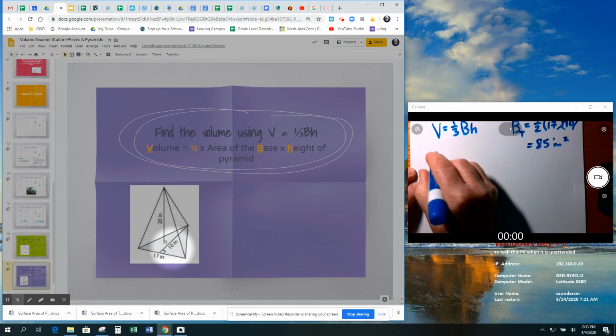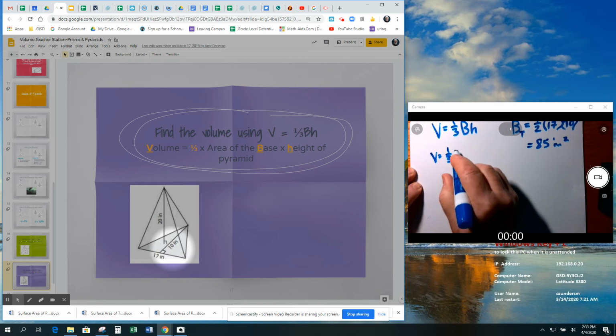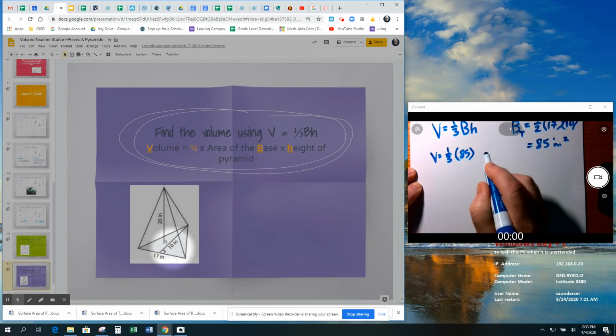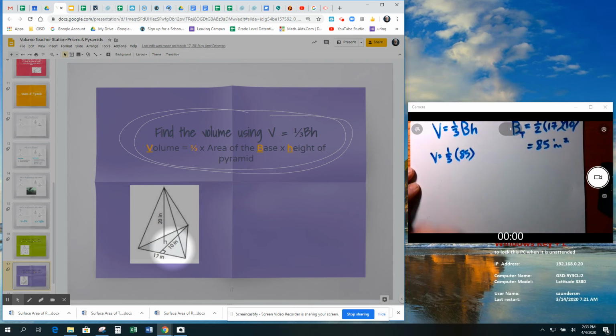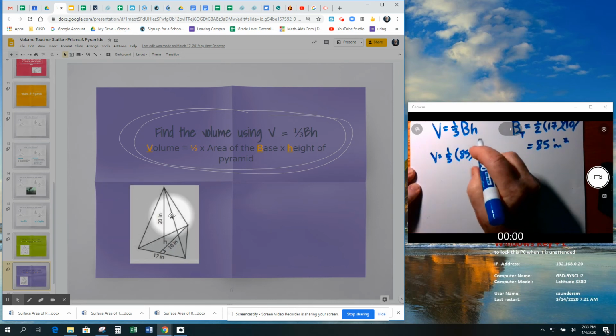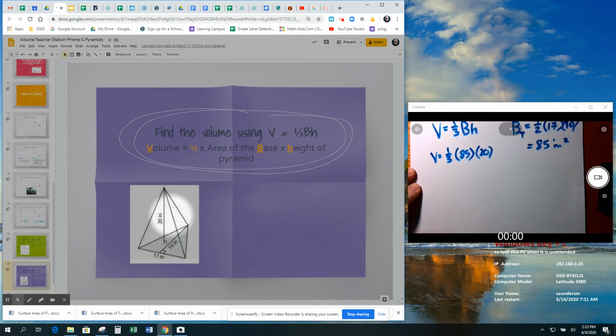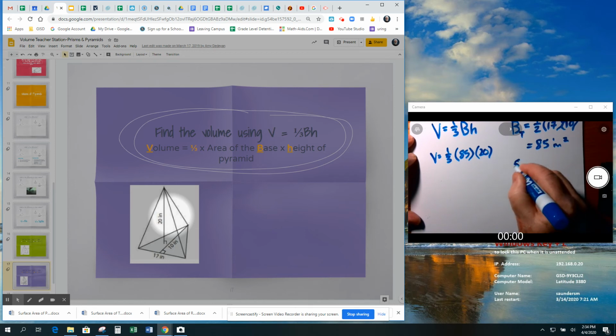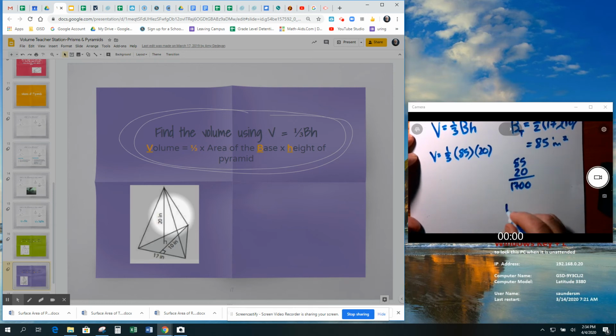And the volume equals 1/3 times 85 times the height of our pyramid. The height of our pyramid is 20 inches. So we're going to multiply those three things. I don't see an easy divide by 1/3, so let's just multiply it out. 85 times 20 is 170 with the 0 on the end, so 1,700, and 1,700 divided by 3.